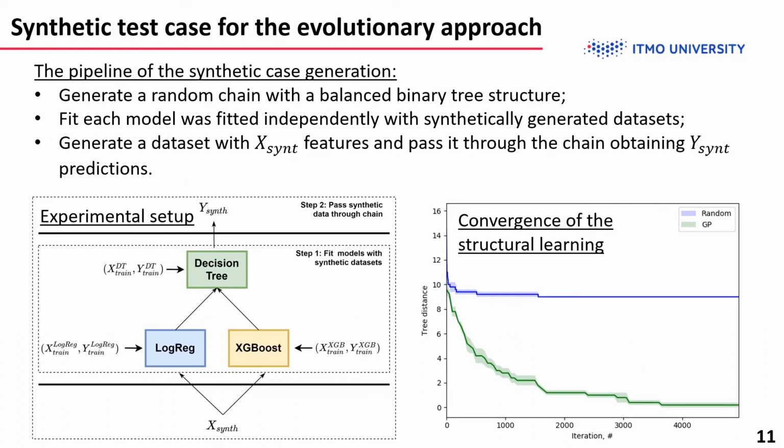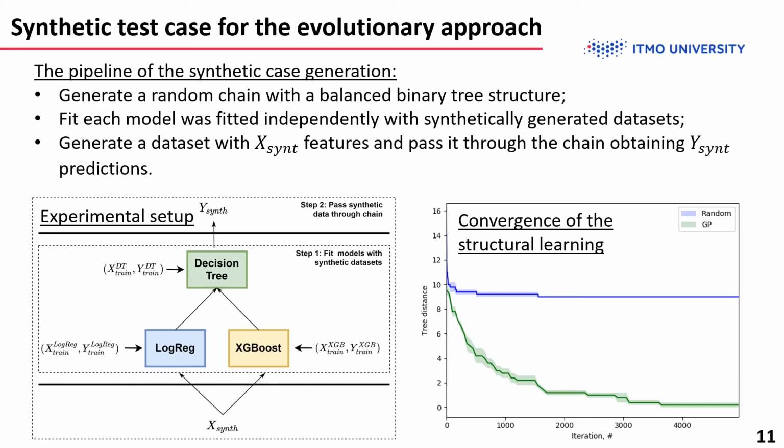In order to test the algorithm, we implemented a synthetic case. Firstly, we generated a chain with a balanced binary tree structure with a fixed value of a tree depth. Each model in the nodes was selected randomly from a predefined set of machine learning models. Then each model was fitted independently with synthetically generated datasets. Next, using the same approach, we generated a dataset with features X synthetic and passed it through the chain, obtaining Y synthetic predictions. The proposed scheme of synthetic dataset generation is presented on the left picture on the slide.